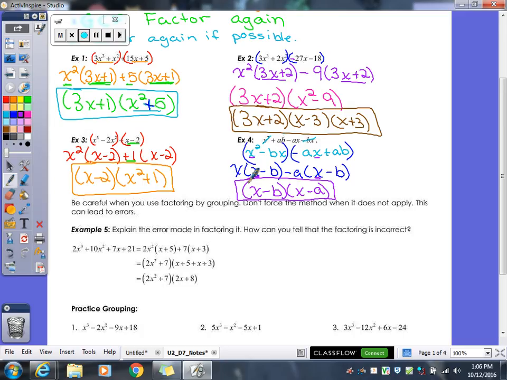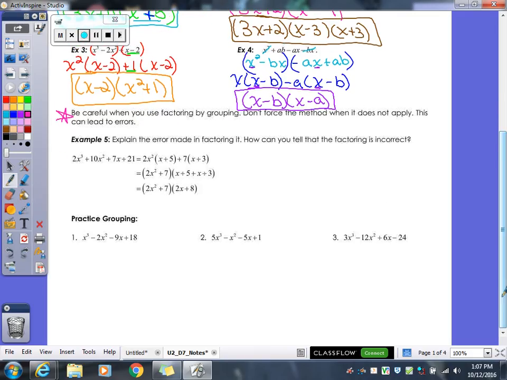So then my warning to you guys, I'm going to star this. Be very careful when you're factoring by grouping. Don't try to force it. If it's not working, you're going to have to try to find a different method for solving. So for example, right here is an example of somebody who tried to use factoring by grouping. It didn't work out. Where should have been their hint that it wasn't going to work out for them?